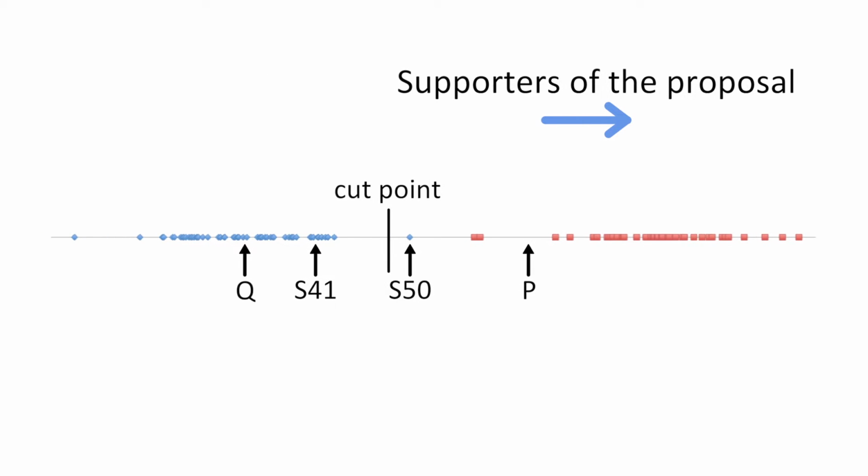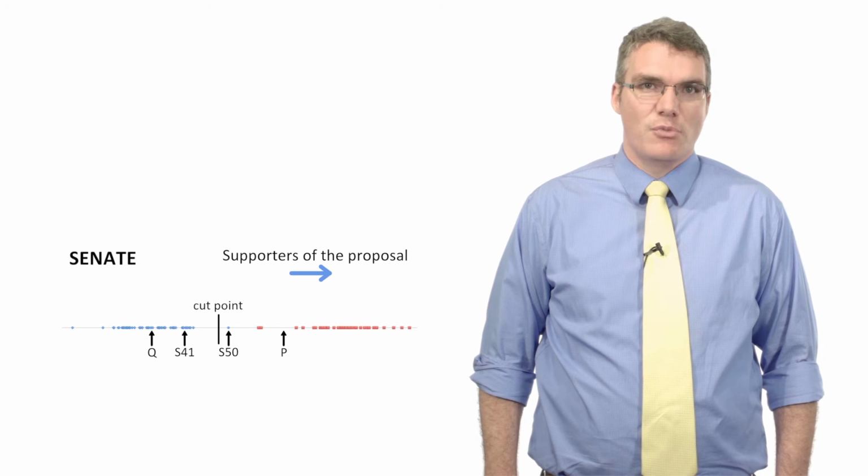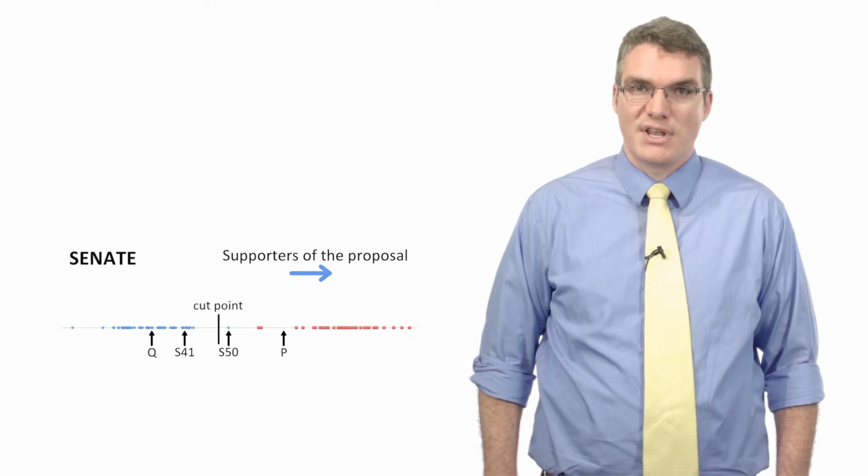Here's the picture that we came up with before. And here's the policy space, just the line. Here are the status quo and proposal locations. Here's the cut point, and here's the filibuster pivot. Remember, Senator 41 this time around. Let's hang on to this picture, but put it a bit to the side for a moment while we talk about the House of Representatives.